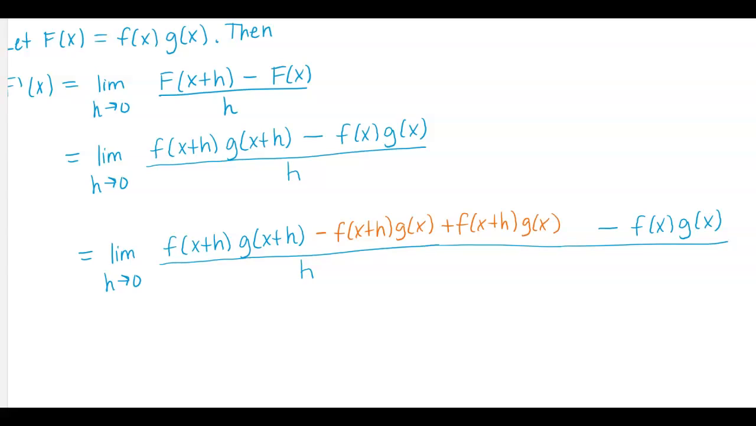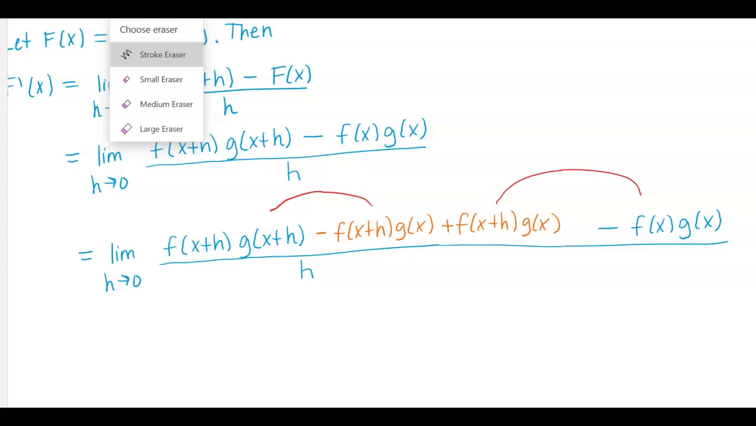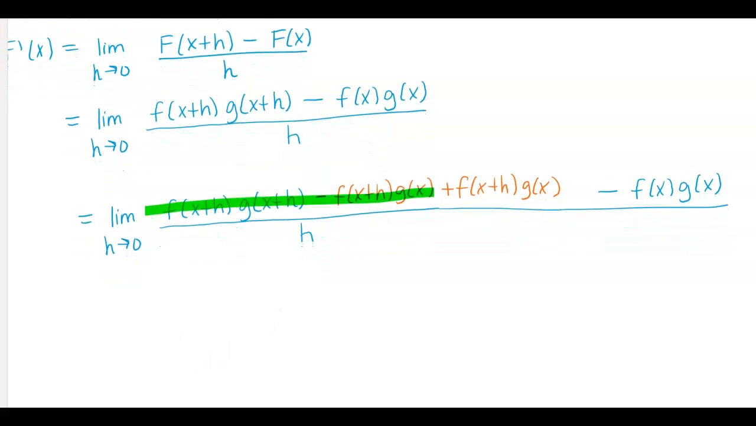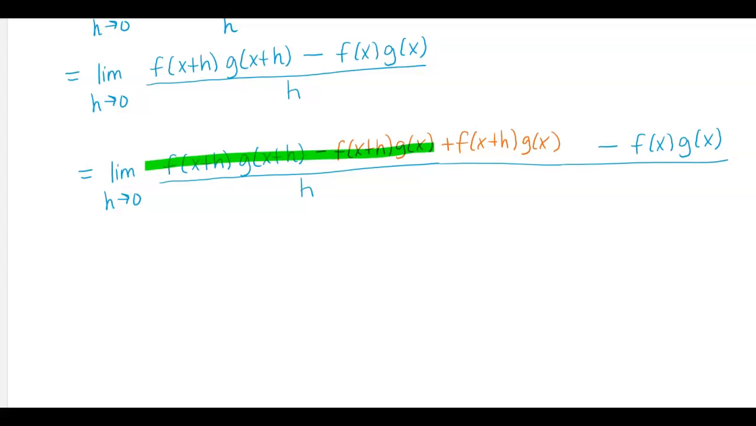So what I've written there in orange nets out to 0, but I've added it so that I can use the first term to go with the, like I'm going to combine these two together, and then I'm going to combine these two together. So I kind of intentionally put those there so that it will get me to look the way that I want. So what we're going to do next, let's just focus on these two terms. They both have an f of x plus h that can be factored out.